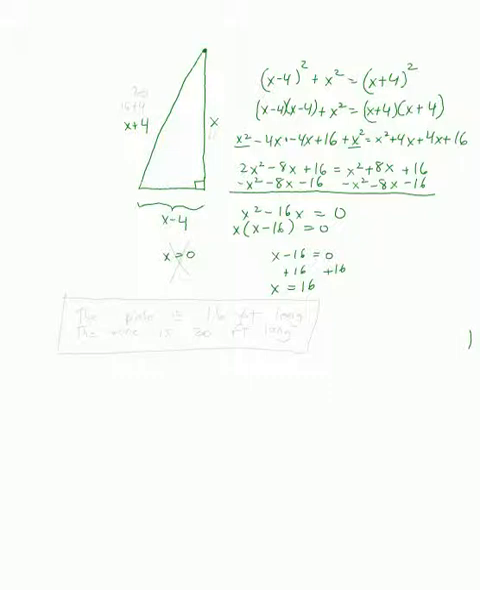Now, which answer makes sense? Well, we know the height of the pole can't be 0, right? It can't be 0 feet long, so we cross that answer out. So that means x has to equal 16. So the pole is 16 feet long. What else? It also wants us to find the length of the wire. Remember, the wire is 4 longer, right? If this is 16, then this is 16 plus 4, which is 20. So the wire is 20 feet long.